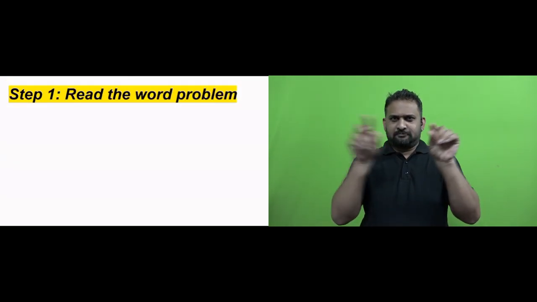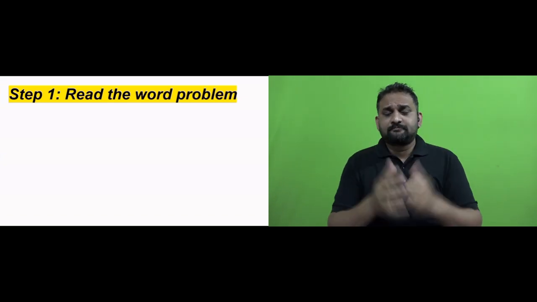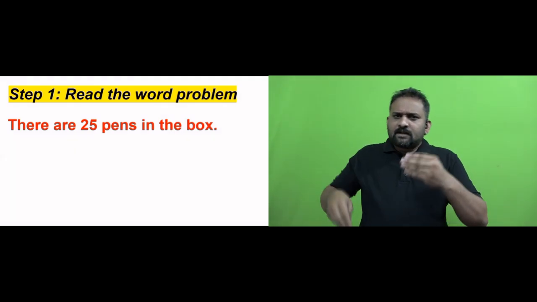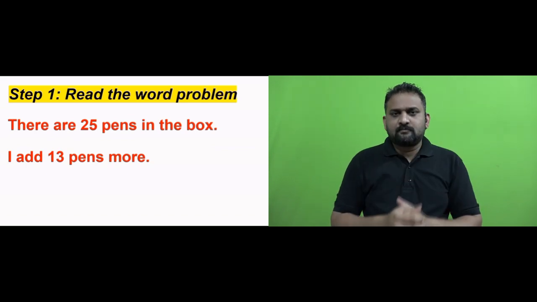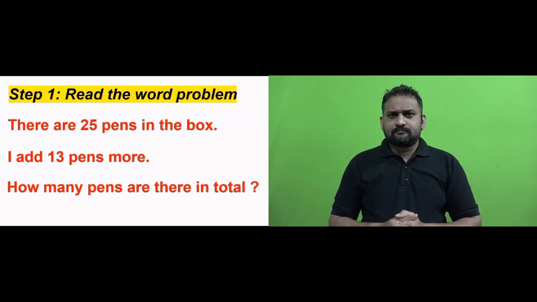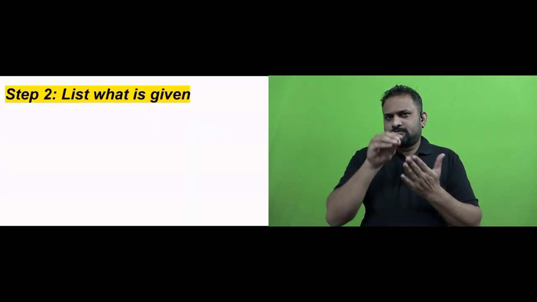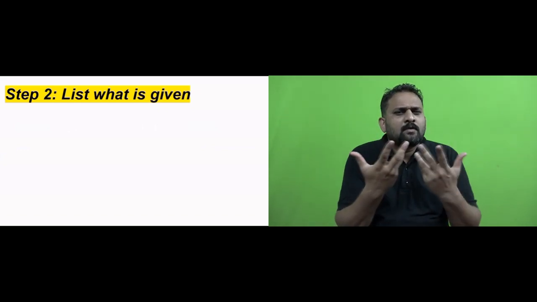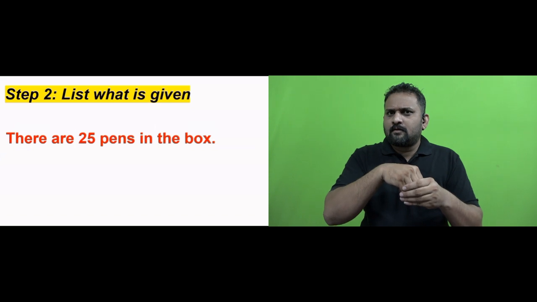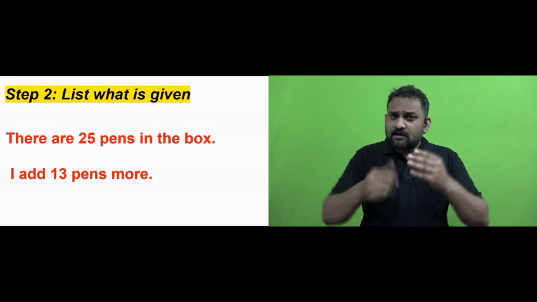The first step to solve the word problem is to read the word problem. So let's read it. There are 25 pens in the box. I add 13 pens more. How many pens are there in total? Do you remember step 2? List what is given. What's the first bit of information that we have from the sum? There are 25 pens in the box. And the second bit of information, I add 13 pens more.